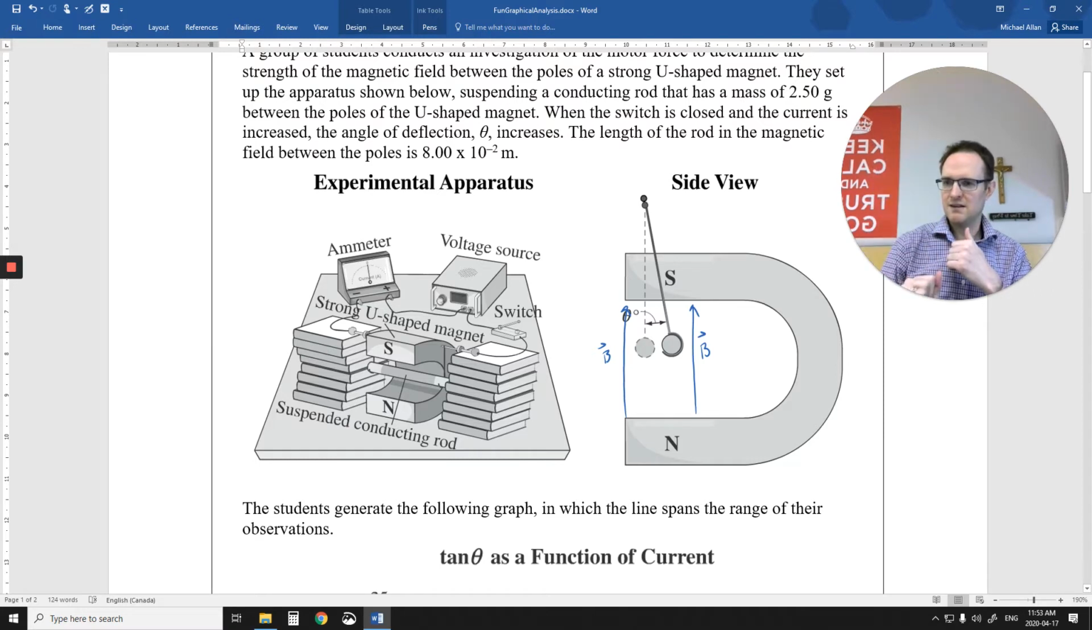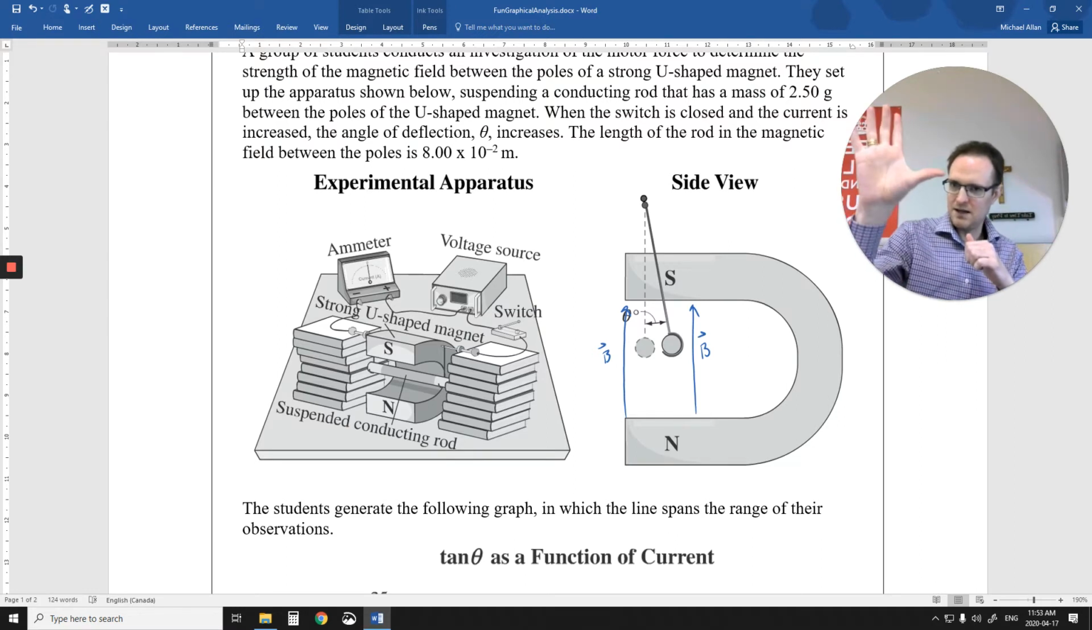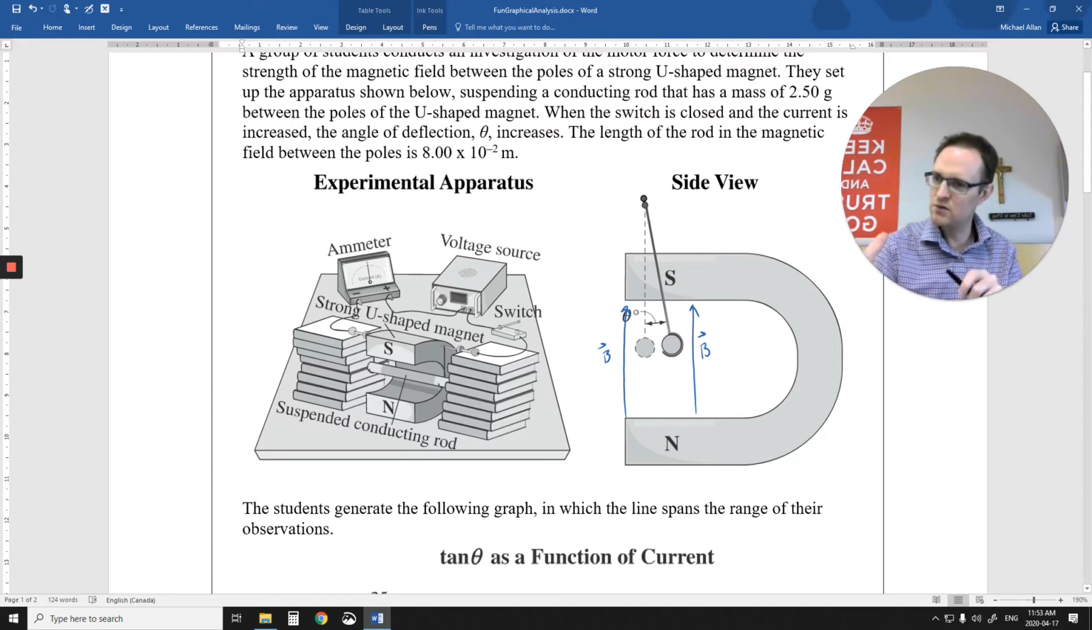If I use my left hand here, watch me do it. My fingers are going upwards. My palm is going off to the right because that's the direction it got deflected. My thumb tells me which way the current is going through that wire, and based on my left hand rule, I can see that this current is coming out of the page.